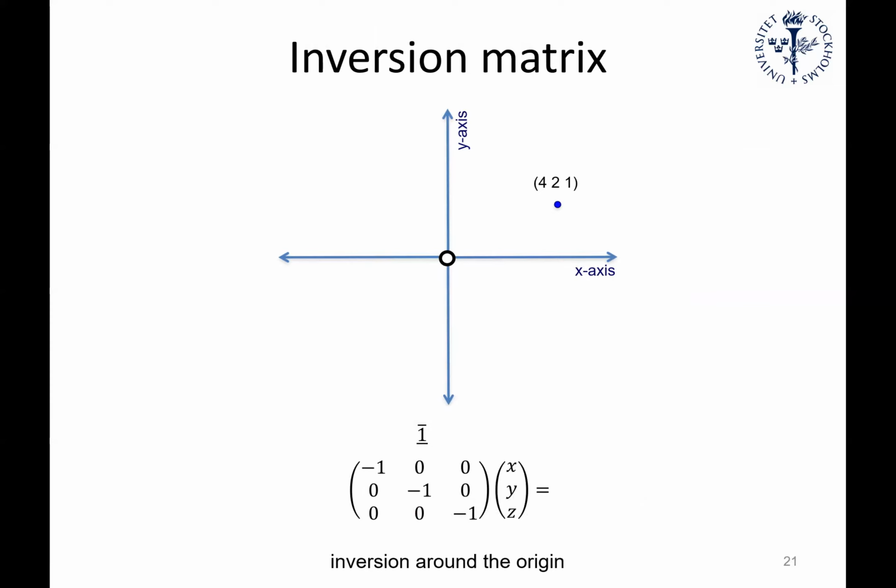So again, with this example, 4, 2, 1. The inversion matrix is going to be minus 1 in all of the diagonal, and you have 0 in all of the other terms. So minus 1, 0, 0, 0, minus 1, 0, 0, 0, minus 1. This is a matrix I hope you can recognize very quickly soon. And so this is the inversion matrix. So the symmetry equivalent inversion point would be minus 4, minus 2, minus 1.